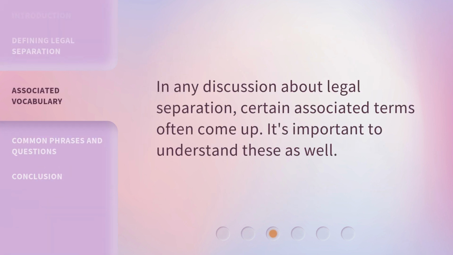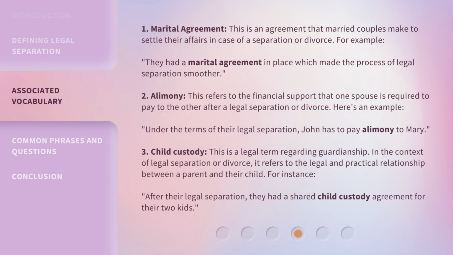In any discussion about legal separation, certain associated terms often come up. It's important to understand these as well. 1. Marital agreement. This is an agreement that married couples make to settle their affairs in case of a separation or divorce. For example, they had a marital agreement in place which made the process of legal separation smoother.